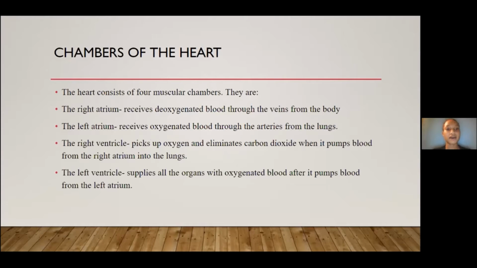The heart consists of four muscular chambers. They are the right atrium, the left atrium, the right and the left ventricle. The right atrium receives blood from the systemic circuit and it passes to the right ventricle, which pumps blood into the pulmonary circuit. The left atrium collects blood from the pulmonary circuit and empties it into the left ventricle, which then contracts, ejecting blood into the systemic circuit.